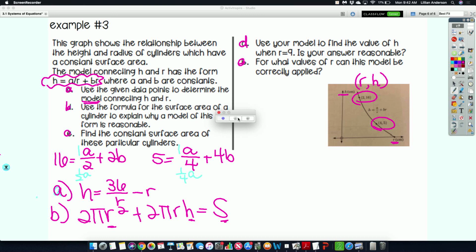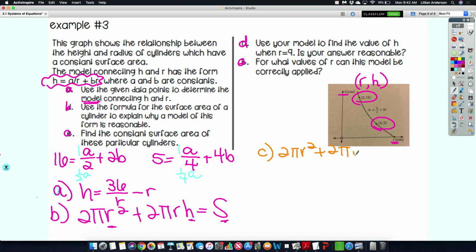Okay? So how do I find exactly what is that surface area? What do I need to do? Plug in h, and then? And how do I solve? Once I plug in h, then this gives me 2 pi r squared plus 2 pi r times 36 over r minus r. Once I plug that in, how do I actually find that constant surface area?